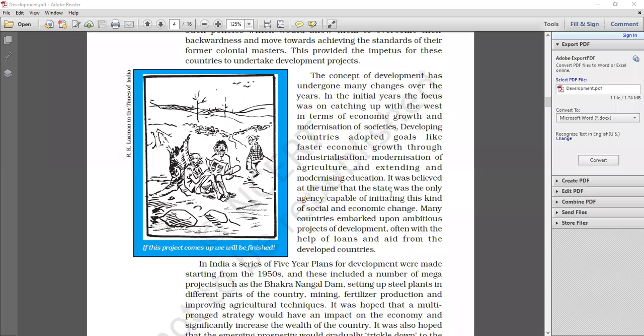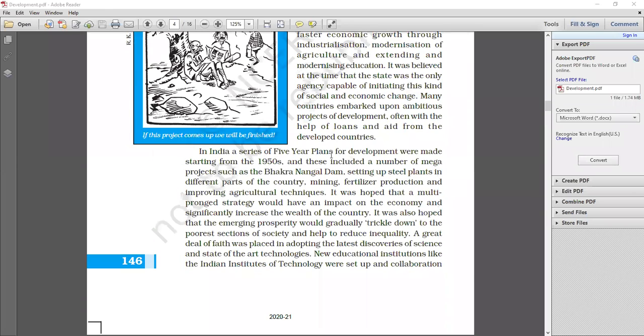In India, a series of 5-year plans for development were made starting from the 1950s. These included a number of mega projects such as Bhakra Nangal Dam, setting up steel plants in different parts of the country, mining, fertilizer production, and improving agricultural techniques. It was hoped that a multi-pronged strategy would have an impact on the economy and significantly increase the wealth of the country. And whatever is written here, these mega projects of Bhakra Nangal Dam, establishment of steel plants, mining and fertilizer industries, and modernizing agricultural techniques, etc.